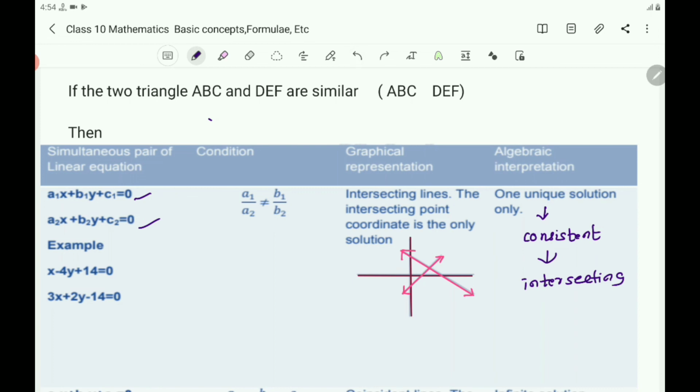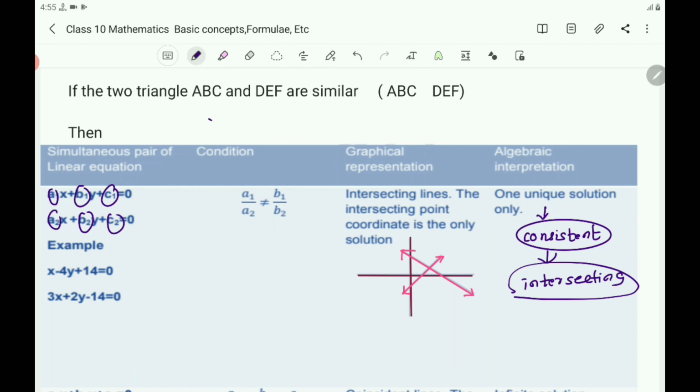If they have only one solution, the pair of linear equations is said to be consistent, as they are intersecting. But there is a relation between the ratios of their coefficients. Here a1 and a2 are the coefficients of x, b1 and b2 are the coefficients of y, and c1 and c2 are the constants. All are real numbers. So you can find the ratios a1 by a2, b1 by b2, and also c1 by c2. After finding the ratios, you can observe some cases.